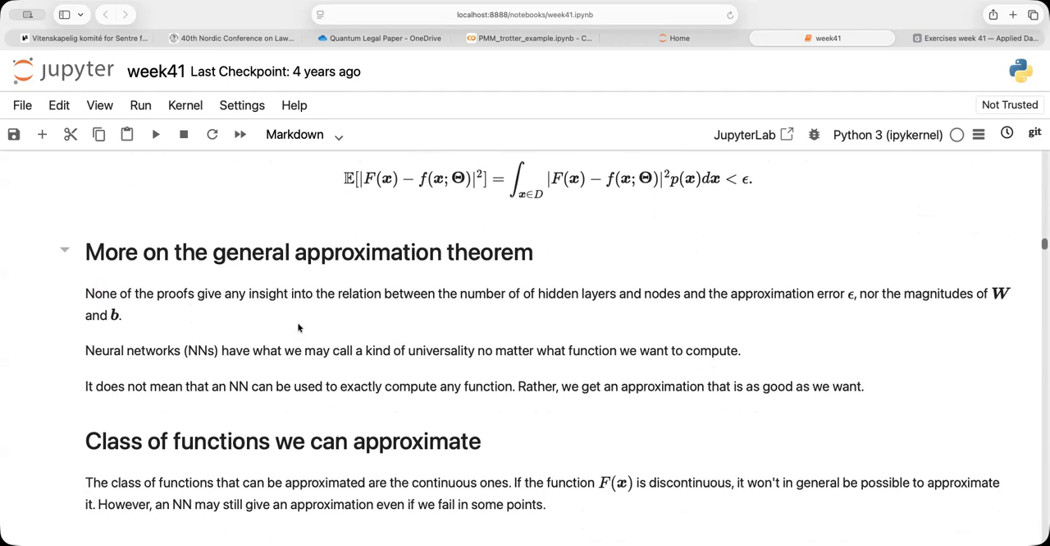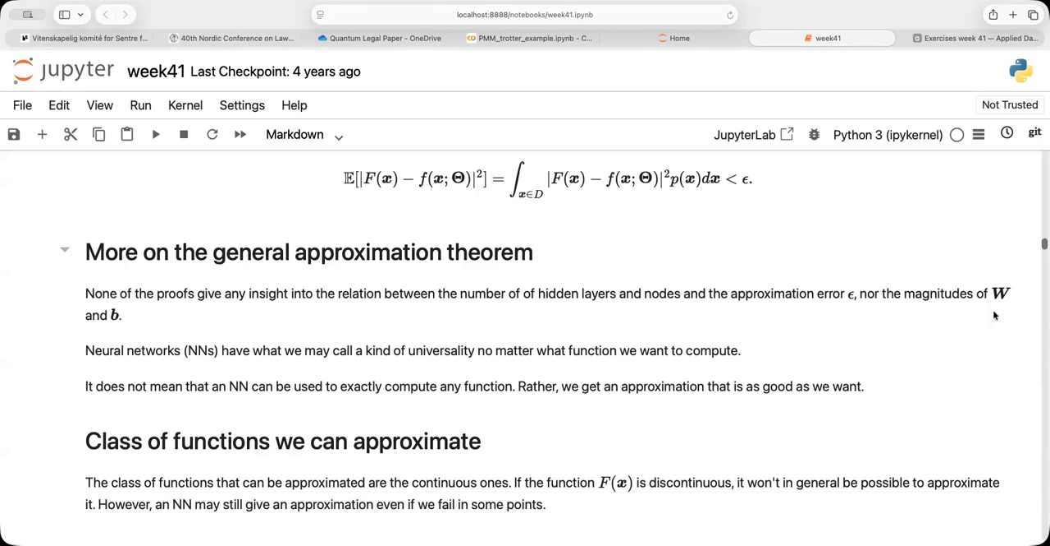So none of these proofs give you any insight on the relation between the number of hidden layers and nodes and the approximation error, nor the magnitudes of the unknown parameters. So it cannot tell you a priori. The only thing it says is that you can approximate a continuous function to a given error, but it doesn't tell you what the error is. That is the same as you would have if you were to use the Stone-Weierstrass theorem. You can approximate a function with a polynomial to a given error, period. Okay? So it means that there is a solution there, waiting just for you.